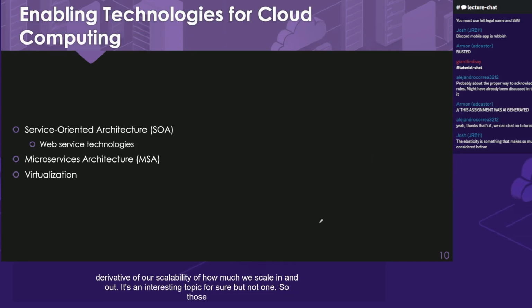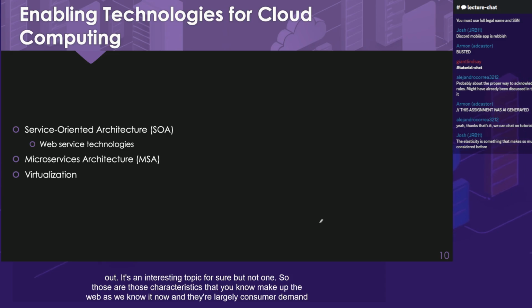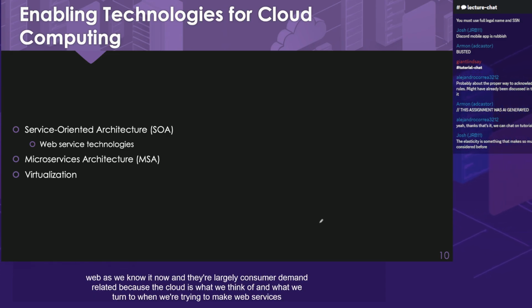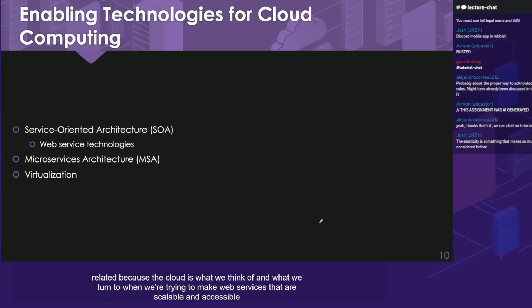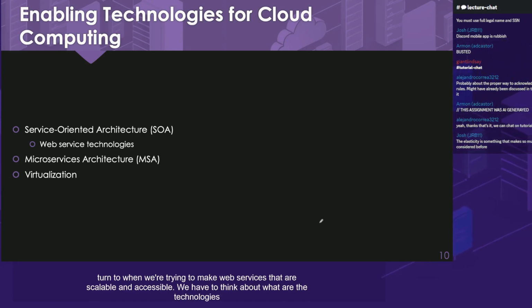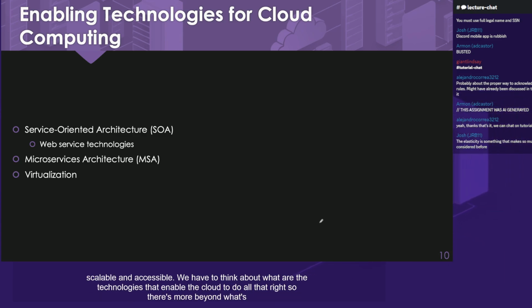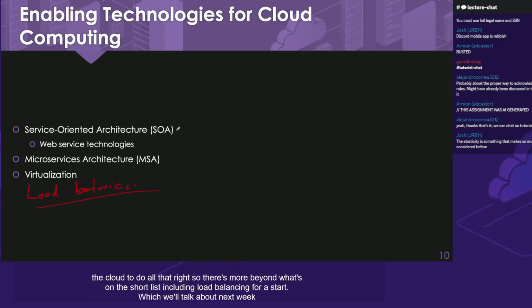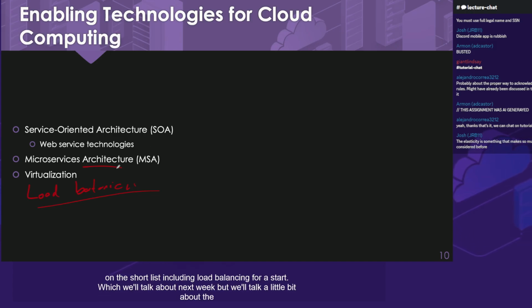So those are the characteristics that make up the web as we know it now, and they're largely consumer demand related, because the cloud is what we turn to when we're trying to make web services that are scalable and accessible. We have to think about what are the technologies that enable the cloud to do all that, right? So there's more beyond what's on this short list, including load balancing for a start, which we'll talk about next week. But we'll talk a little bit about the architecture of these things, as well as, I think today, tenancy.